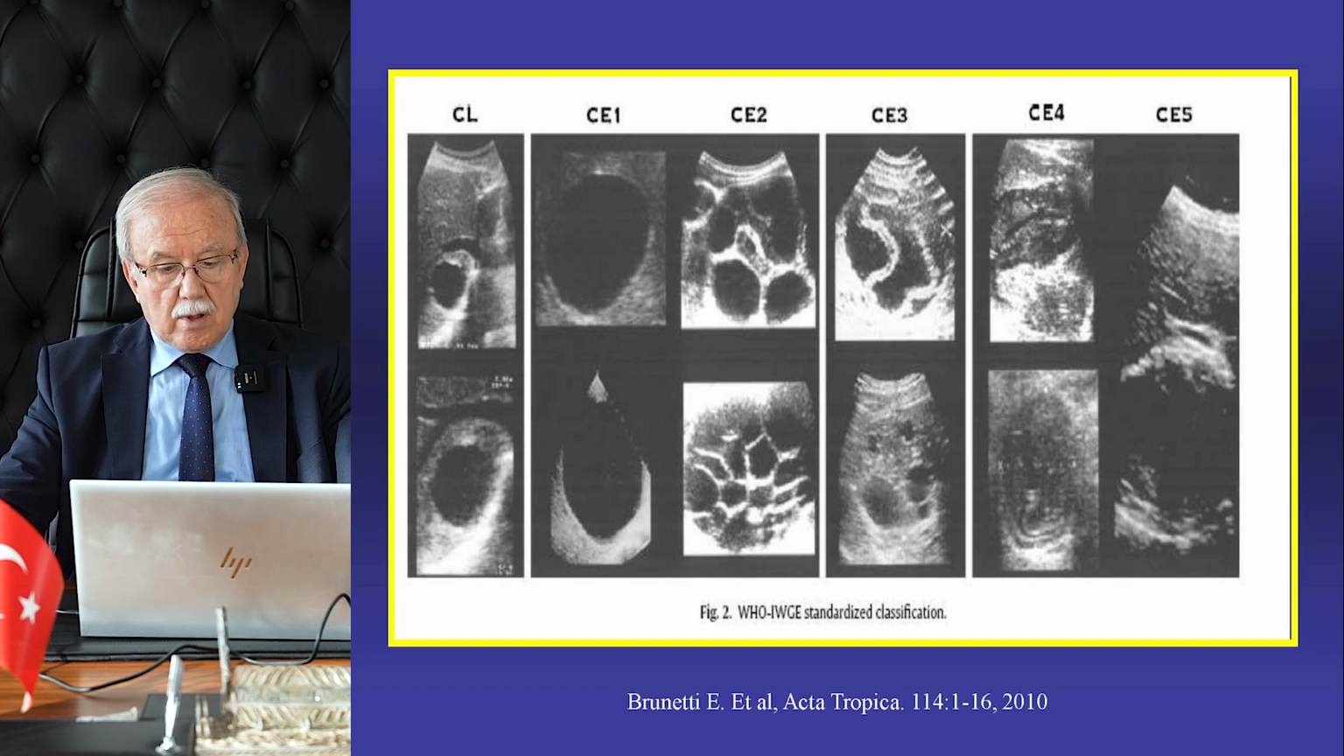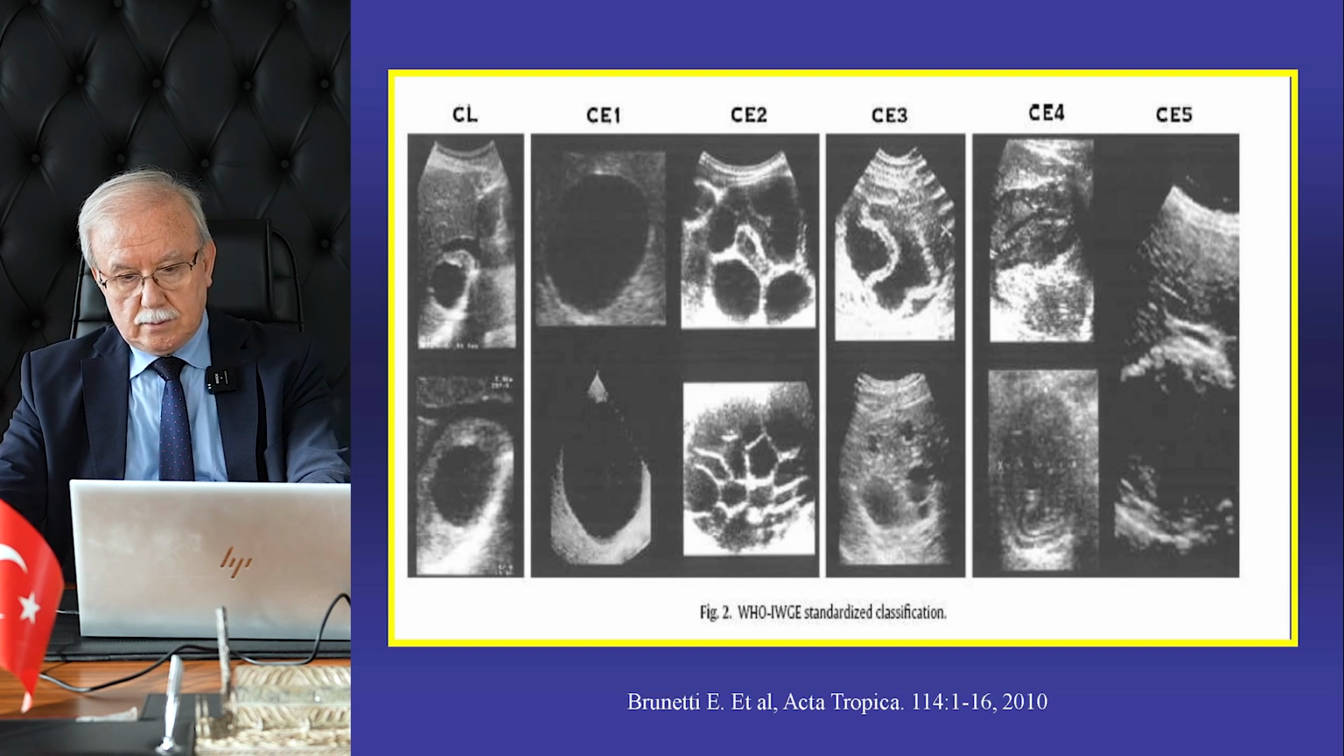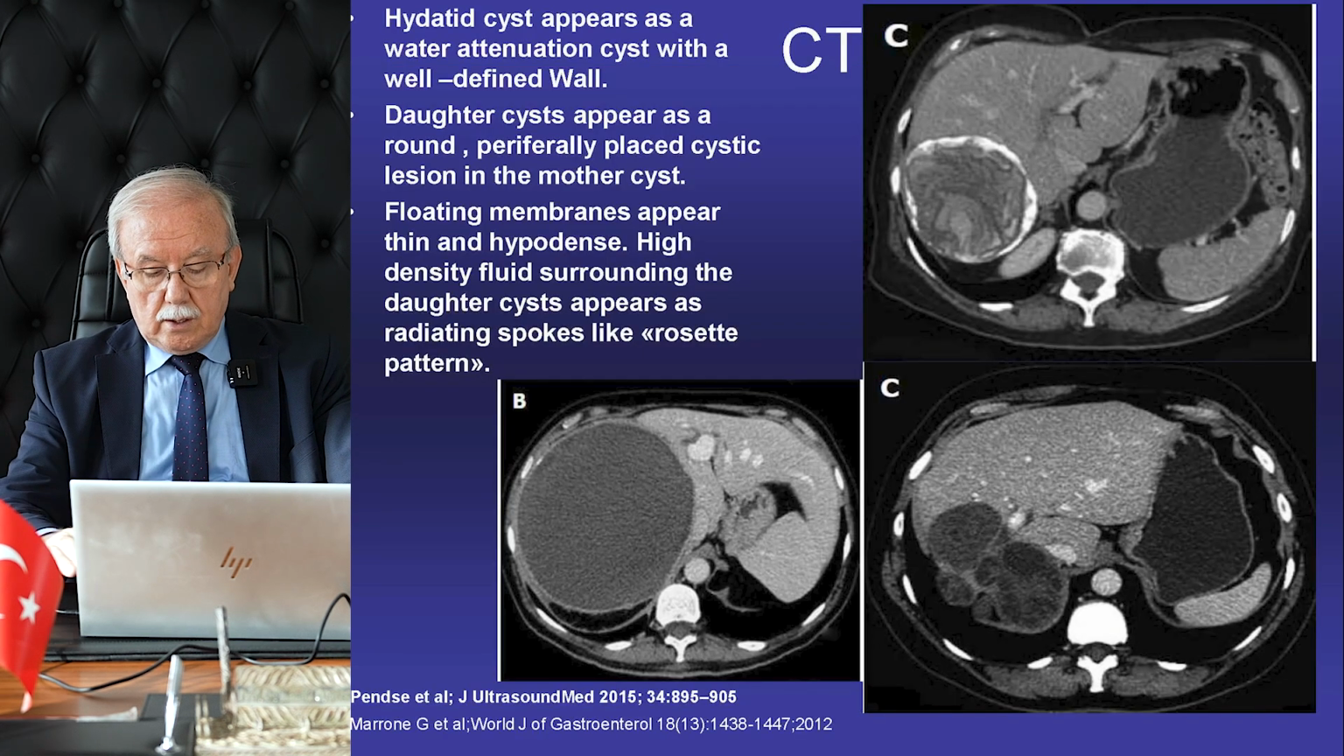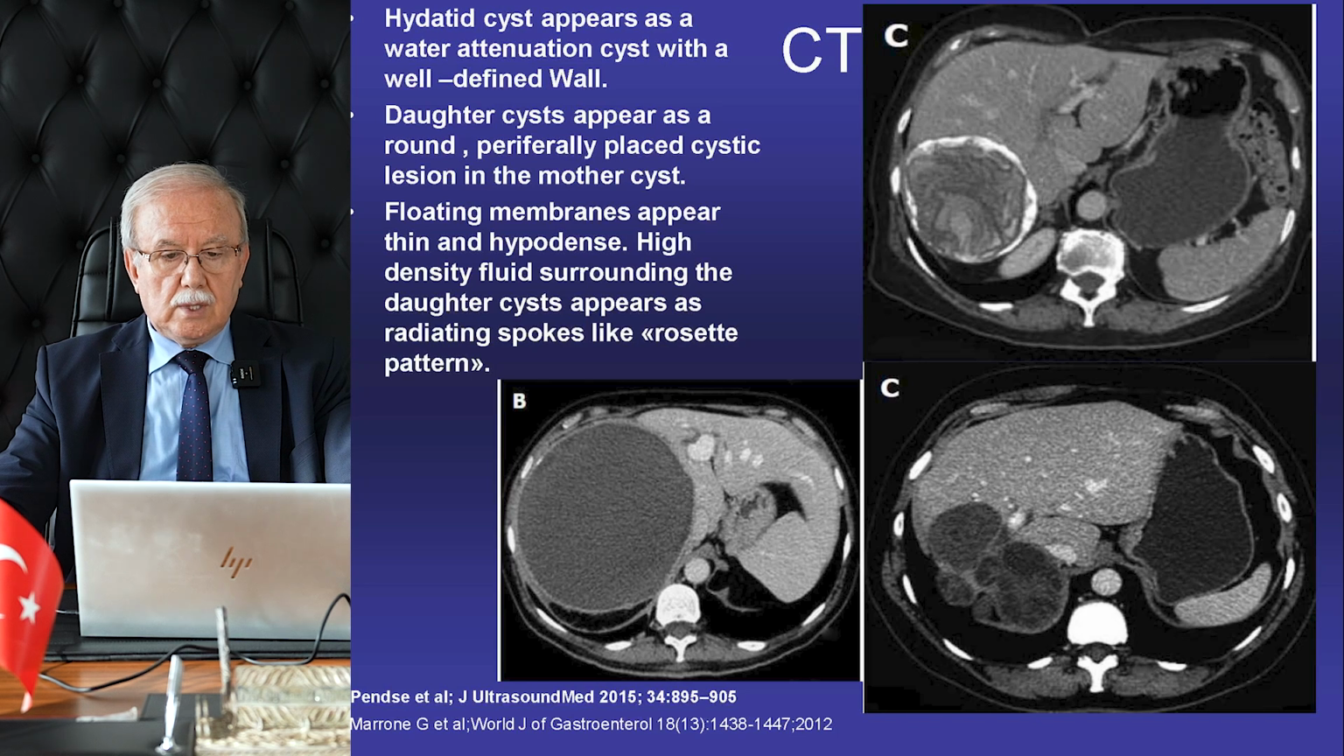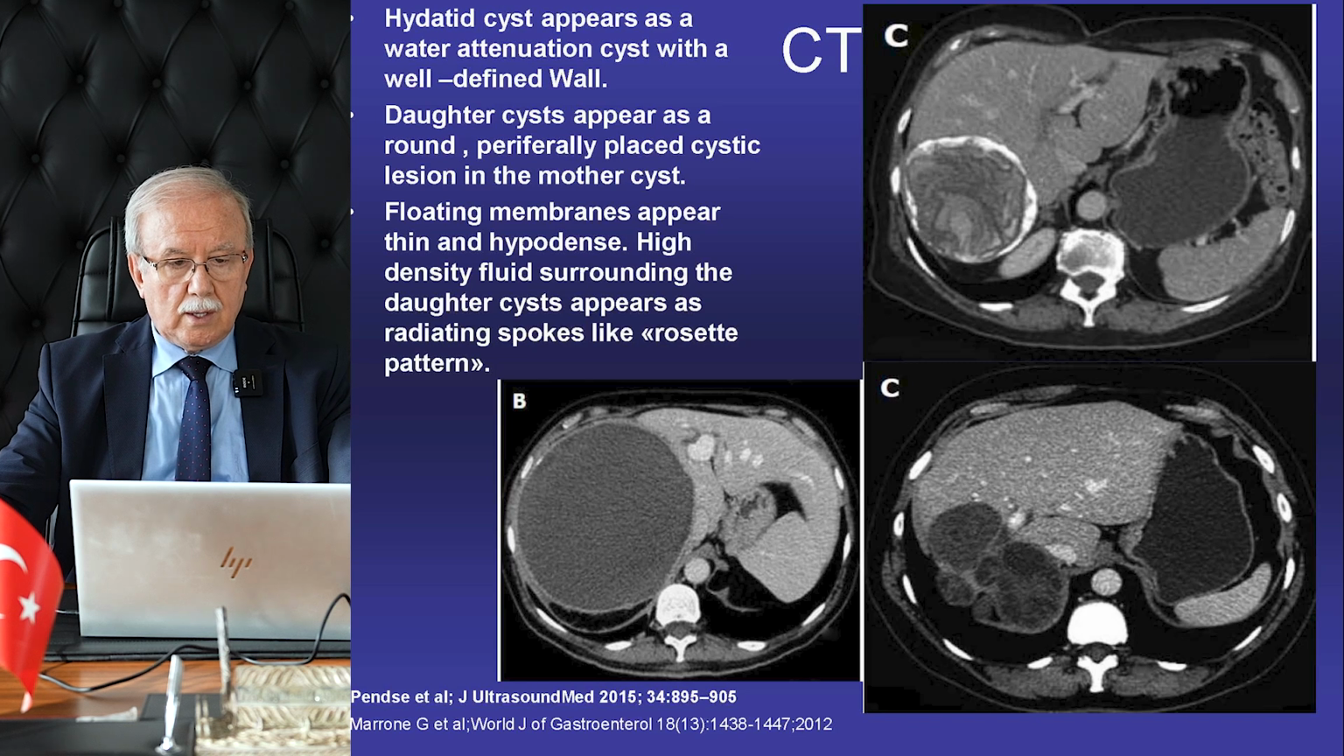Type 3B has matrix between the daughter cysts. Type 4 is a wholly solidified lesion, and type 5 is solidified plus also calcification around the cyst. We can diagnose by ultrasound, and if suspected, sometimes we can apply CT or MR.